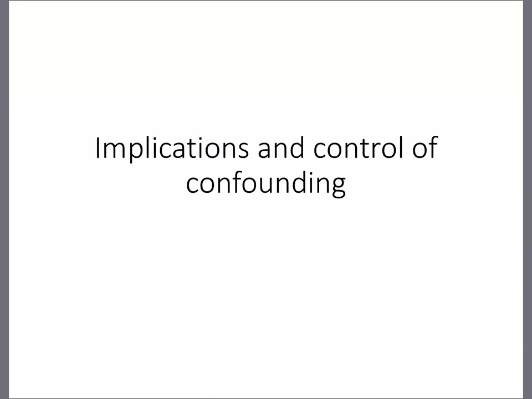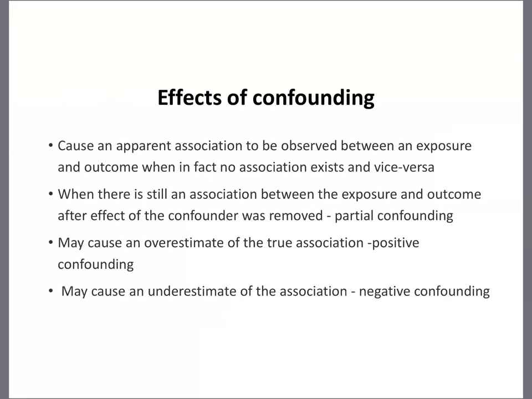Now, what are the implications of these confounders? Why should we consider or be worried about the confounders in our study? Remember that confounding can cause an apparent association when there is no association, or there is an association and you say there is no association. So both ways you are committing an error in your results and findings. It could be a gross mistake if you don't handle confounding in your study.